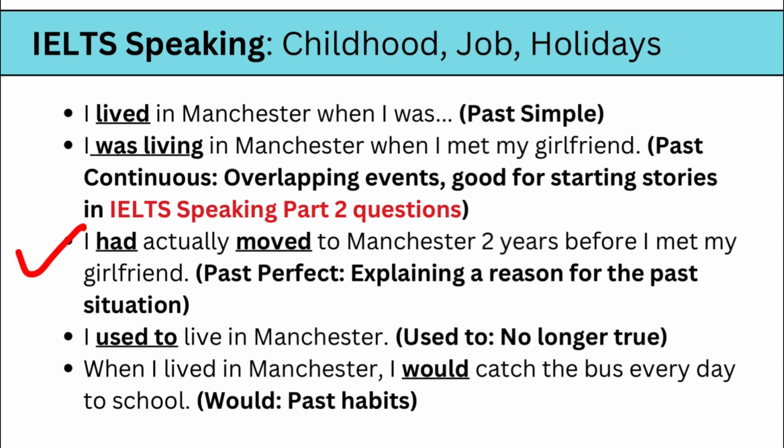फर्दर वी हैव अ पास्ट परफेक्ट. वी यूज हैड विद द थर्ड फॉर्म ऑफ वर्ब व्हेन वी आर टॉकिंग अबाउट एक्सप्लेनिंग अ रीजन फॉर द पास्ट सिचुएशन. अगर पास्ट के कुछ रीजन डिस्कस कर रहे हैं तो उसके लिए आप हैड यूज कर सकते हैं विद द थर्ड फॉर्म ऑफ वर्ब. I had actually moved to Manchester 2 years before I met my girlfriend. So explaining a reason for the past situation, you can use had with the third form of verb.